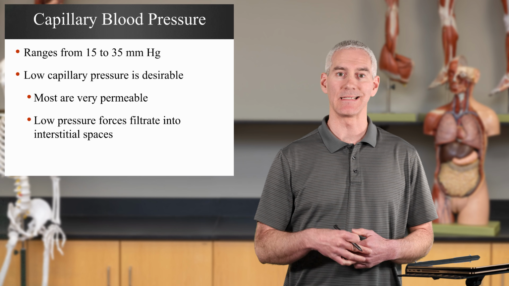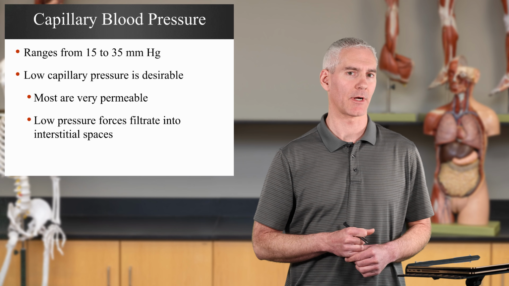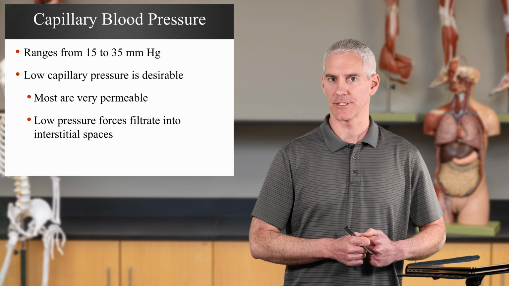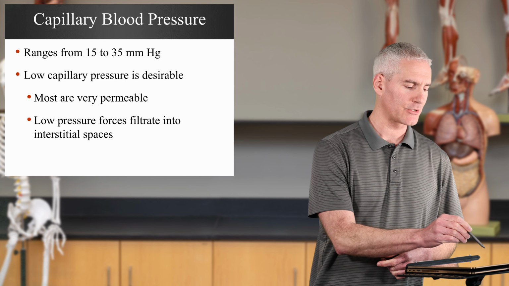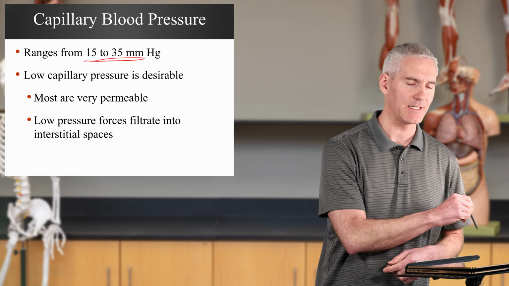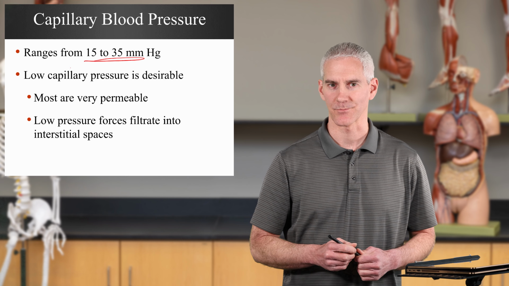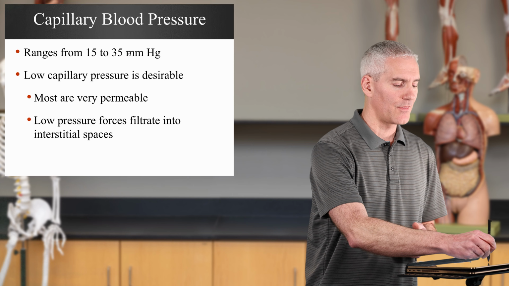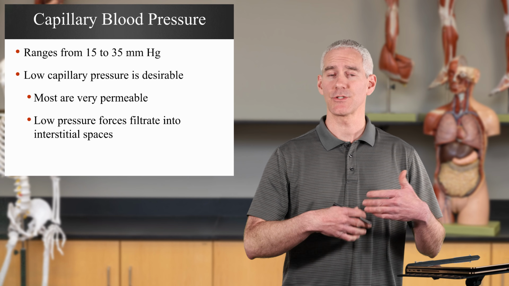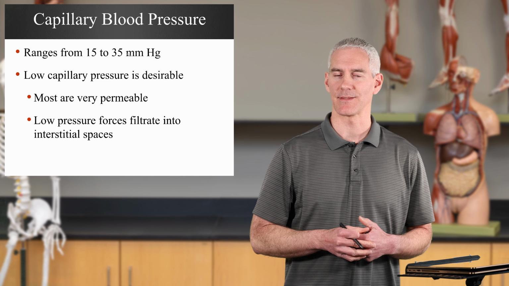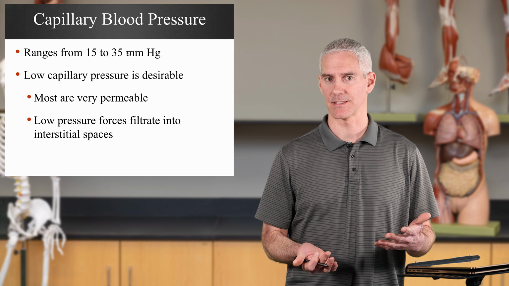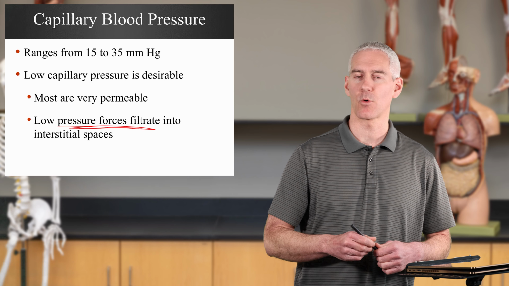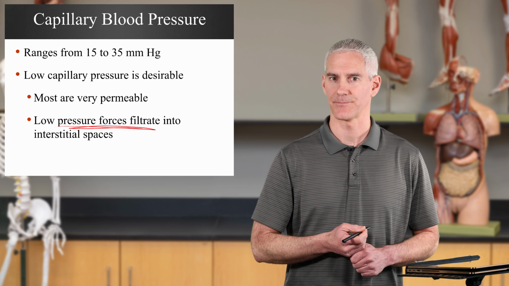Moving into the capillary pressures from the arterial pressures, you'll notice the capillary pressure is typically lower than the arterial pressure. Now, the capillary pressure could range anywhere from 15 to 35 millimeters of mercury. There's a range there. You usually want to be on the lower side. There's two reasons. One, if the pressure is too high, there's a chance of rupturing the capillary. You definitely don't want to do that. But two, lower pressure actually helps force more filtrate into the interstitial space.